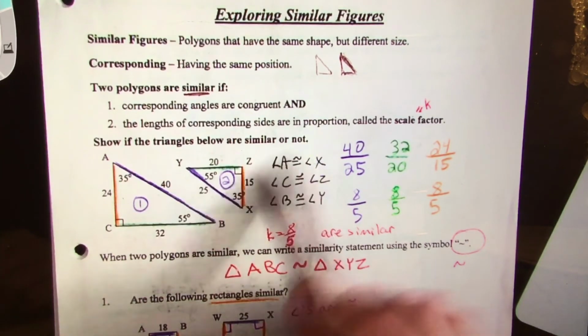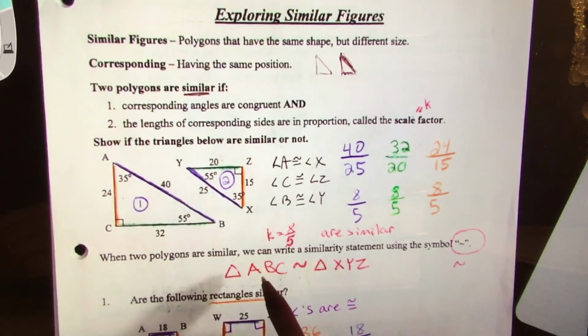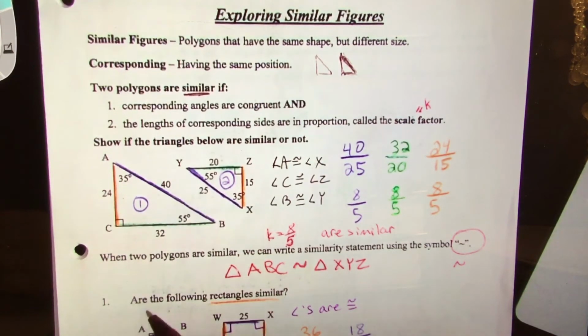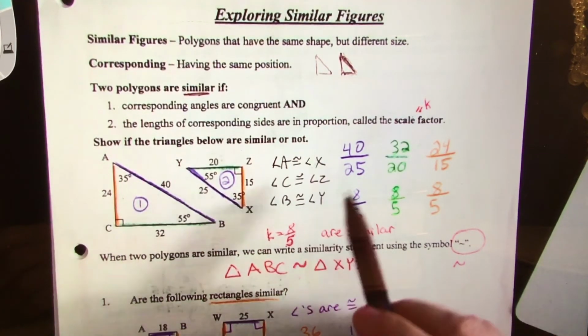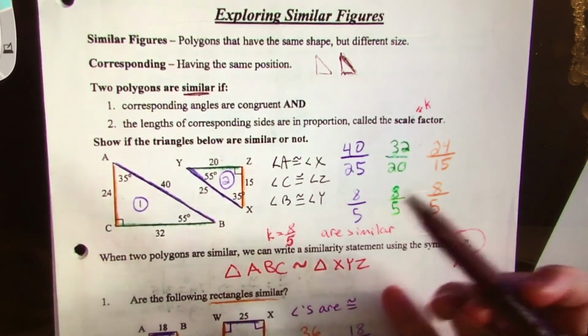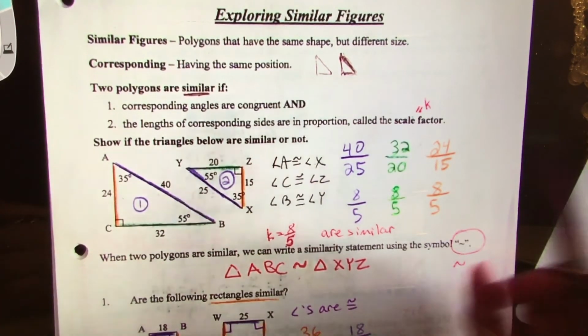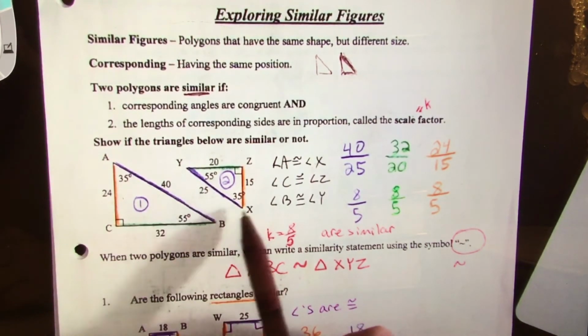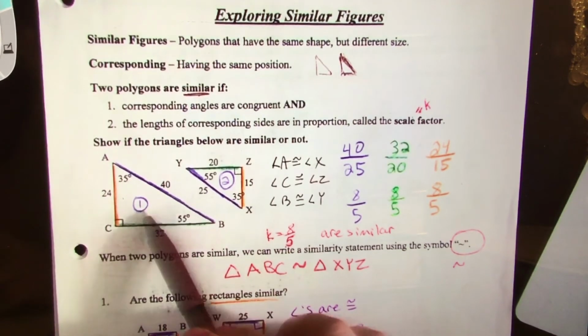So it has three congruent angles. Notice they're not the same size though, but they are similar. And I can show that by creating a proportion or scale factor. Now the important thing for figuring out what the scale factor is, I labeled this triangle 1 and this triangle 2.